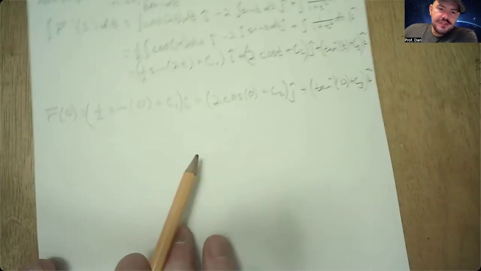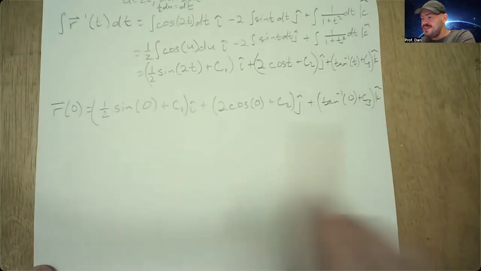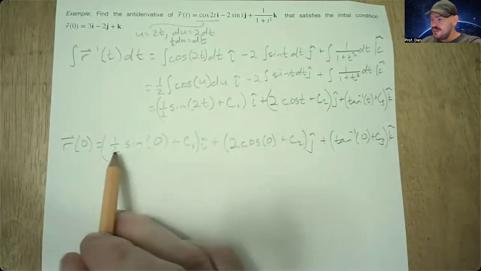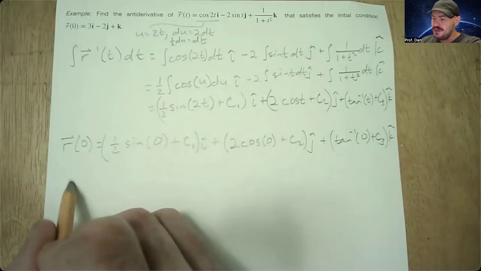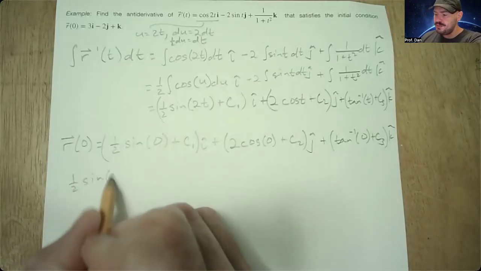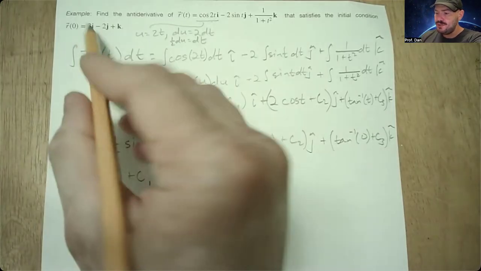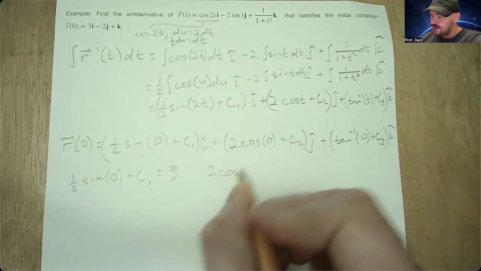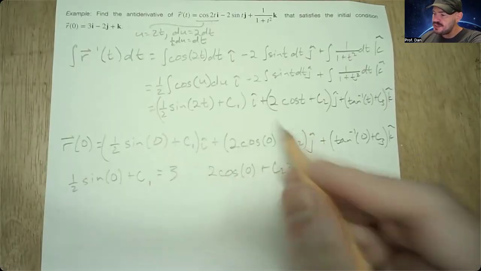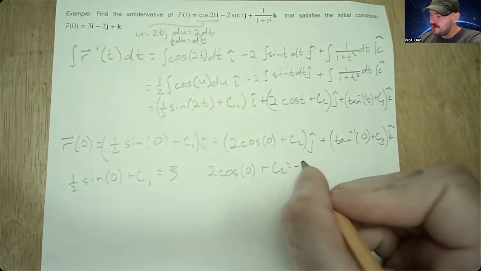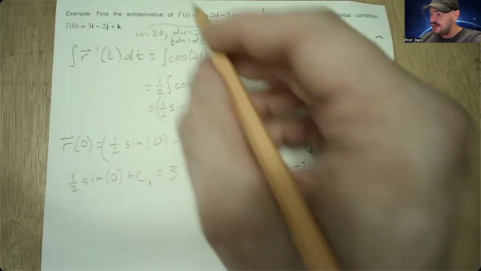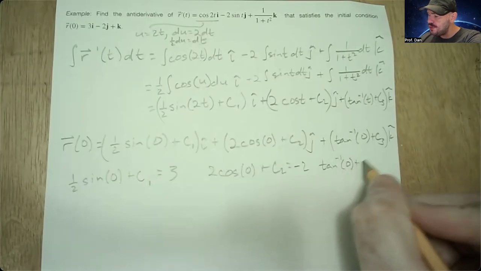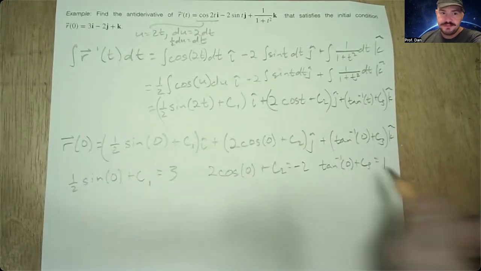Now, for each of these, you can kind of treat them all as their own equation. We know that this vector has to be equivalent to what we were given up here. That tells me that my i component, 1/2 sine of 0 plus c1, has to be equal to 3. My j component, 2 cosine 0 plus c2, has to be equal to -2. And my k component, arctangent of 0 plus c3, has to be equal to 1.